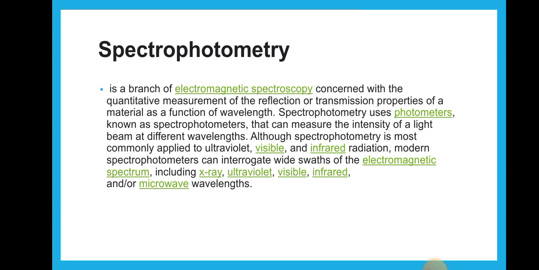Spectrophotometry is the branch of electromagnetic spectroscopy concerned with the quantitative measurement of the reflection or transmission properties of materials as a function of wavelength. Spectrophotometry uses a photometer, known as a spectrophotometer, that can measure the intensity of a light beam at different wavelengths.